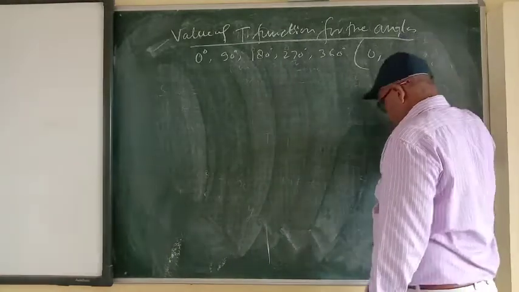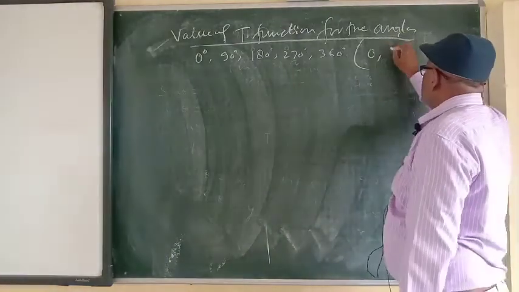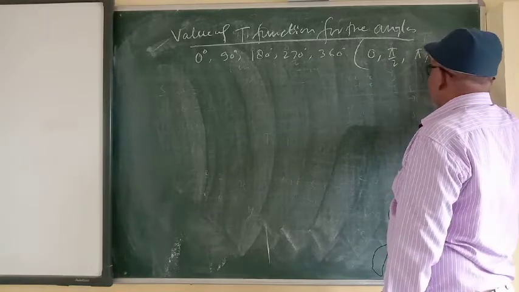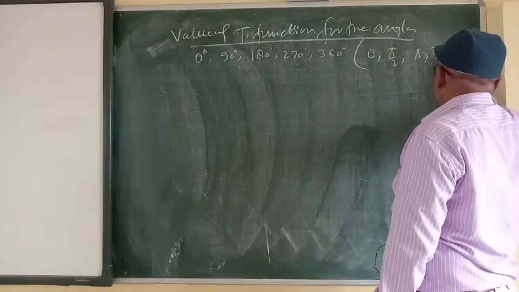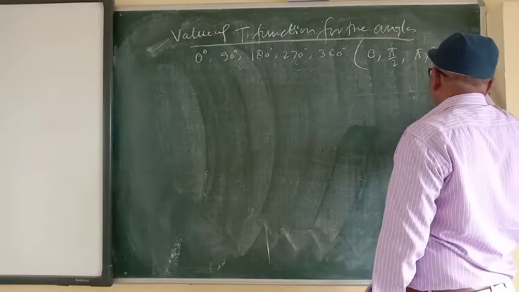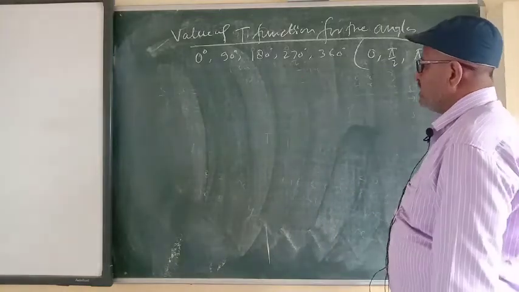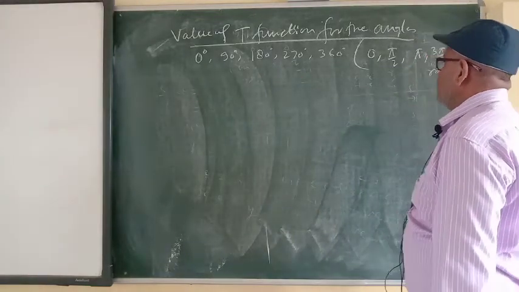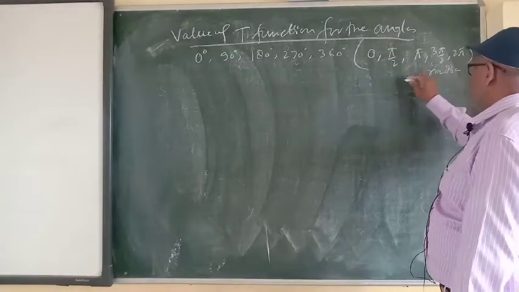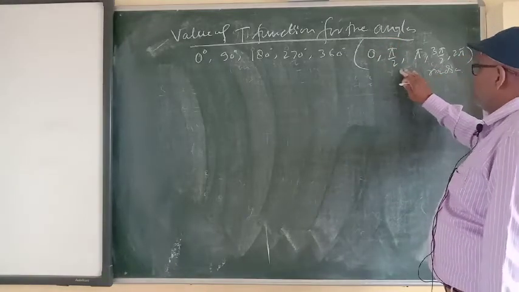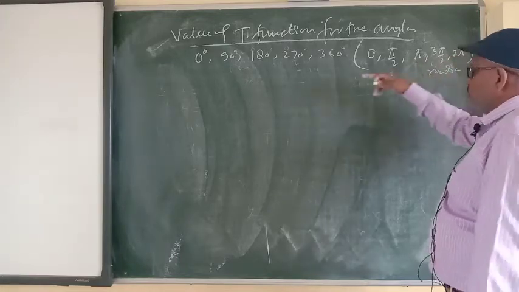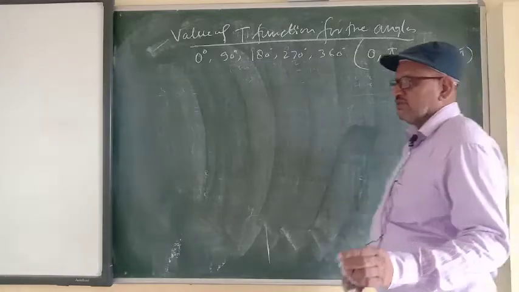0, pi by 2, pi, 3 pi by 2 and 2 pi radian. In degree we can write 0 degree, 90 degree, 180 degree, and in radian we can write 0, pi by 2. Pi by 2 is 90, pi is 180, 3 pi by 2 is 270, and 2 pi is 360. Pi is 180 degree.